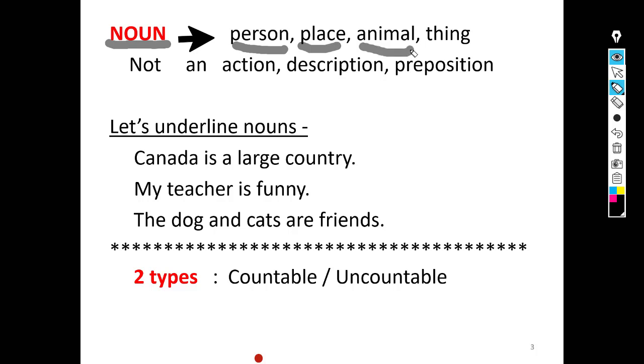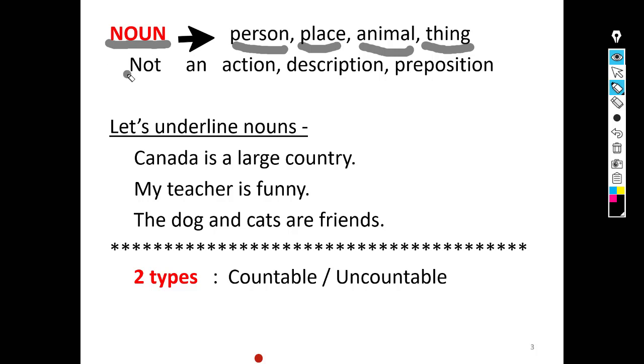A dog. Dog is a noun. The word cat is a noun. And it can be also a thing. For example, a marker. Yes, the word marker is a noun. Okay? And it can be a feeling. For example, happiness, sadness is a noun. In this case, a noun is a person, a place, a thing, an object, an animal. There are many things that are nouns.